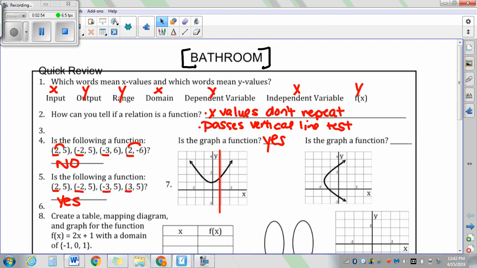But if I bring my same vertical line over here, you can see if I leave it there, it's going to touch twice, once at the top and once at the bottom. So this guy is not a function.